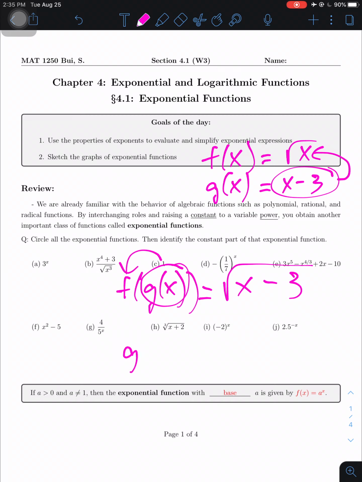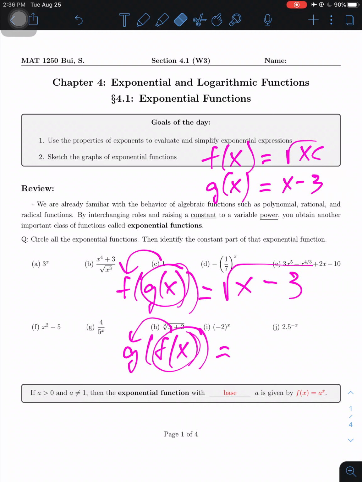And if I ever ask you to find g of f of x, then it tells you to plug in f for g, okay? So let me take this arrow out, take the circle out, and this time we're gonna plug in f. We're gonna take this whole function of f and circle it, and then we plug it into g. So whatever you have x for g, you plug f in, okay?